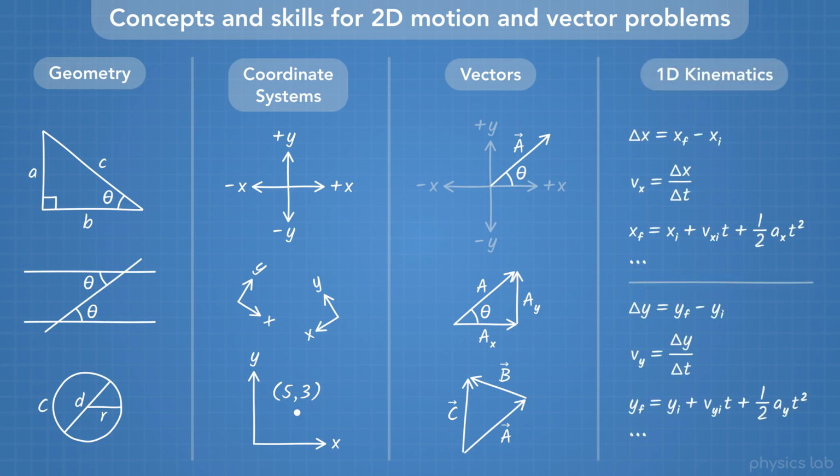Finally, we need to be familiar with the one-dimensional kinematic equations. We might be working with an object in two-dimensional motion, but we're going to be answering questions about its motion either in the direction it's moving if it's a straight line, or we're going to find the x and y components and use the 1D kinematic equations for each direction. Those are some of the key concepts and skills that we need, and you can go back and review anything you're not familiar with.